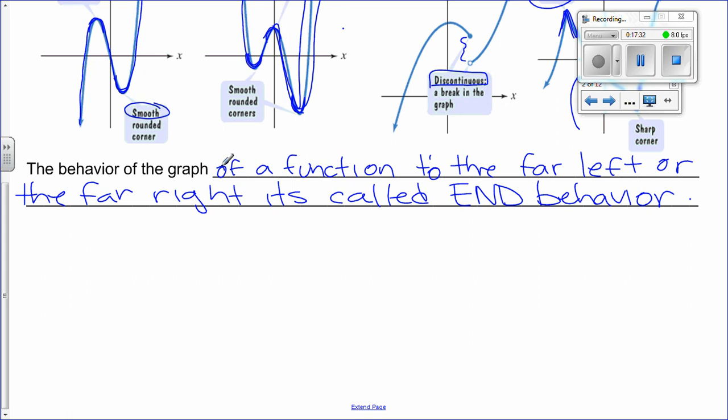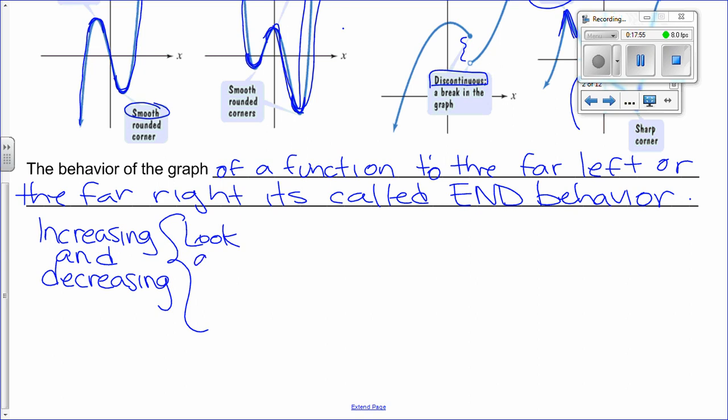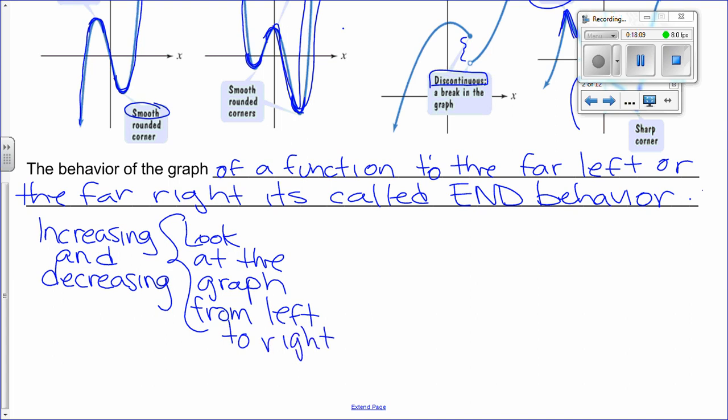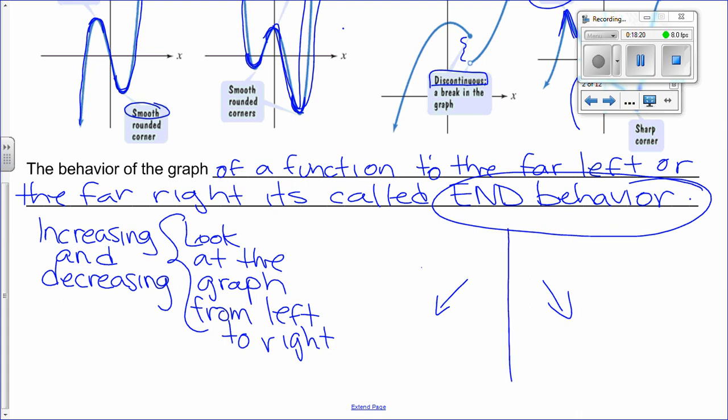Okay, and now I want you to forget a little bit about increasing and decreasing, because when we used to do that, for increasing and decreasing, let's just write it down. We look at the graph from left to right. And when we talk about end behavior, we're going to look at the left side and the right side separately, okay? So we could have something that looks like that, and of course I'm missing some, and you'll see right now in the examples.